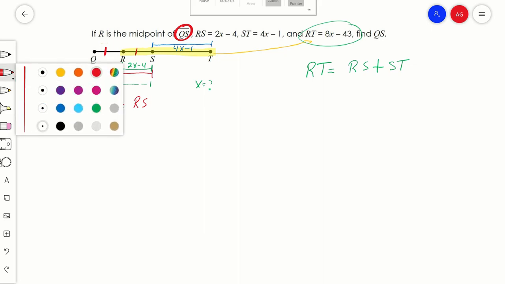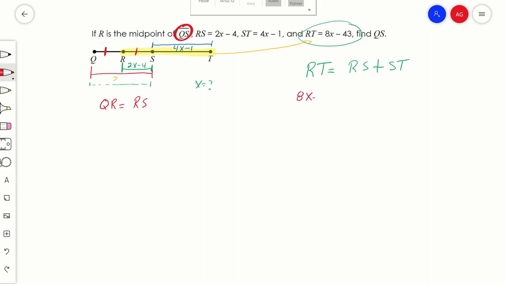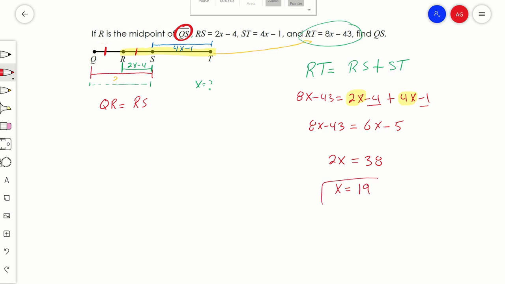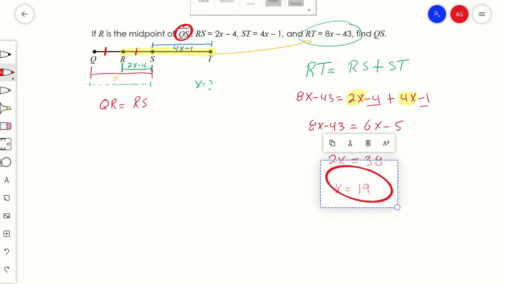And so the next thing I'm going to do here is substitute in what I know. I know RT is equal to 8x minus 43. I know RS is equal to 2x minus 4, and I know ST is equal to 4x minus 1. And so from here, I'm simply going to combine like terms and solve for x. Left side, have not touched it. When I combine those two terms, I have 6x, and when I combine -4 and -1, it gives me -5. So from here, I'm going to subtract 6x from both sides, and at the same time, add 43. So on the left side, I get 2x. On the right side, I get 38. Divide both sides by 2, and we get x to be 19.